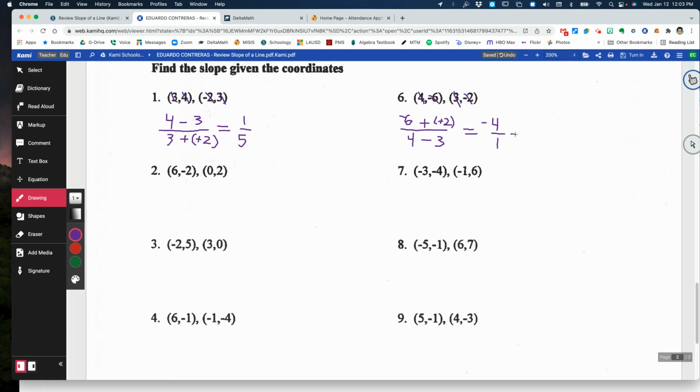I could simplify that though. What is -4 over 1 simplified to? Let's write it as -4. It's a little more sophisticated that way. So the final answer there is -4. Okay, let's do one more. So we'll do this number 2 together. Oh, I did number 6. Didn't even catch that. Oh well.